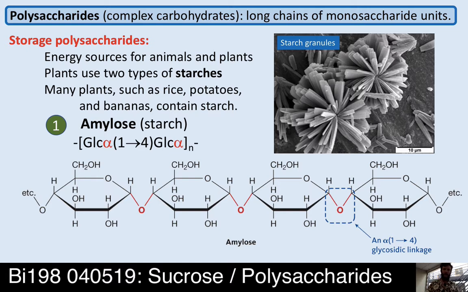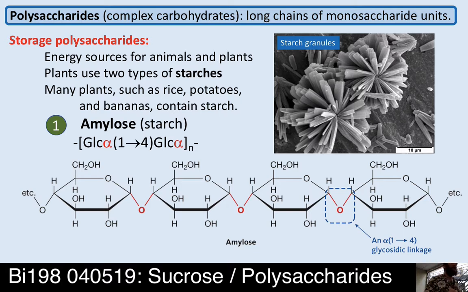Within that, there are a couple of different categories. There are these storage polysaccharides, all right? Amongst storage polysaccharides, they break into two categories, plants and animals. Plants store sugar as starch, and specifically it's called amylose. Now, amylose is a polysaccharide of glucose. It's just glucose after glucose after glucose, and it's alpha-1,4 linked glucose.